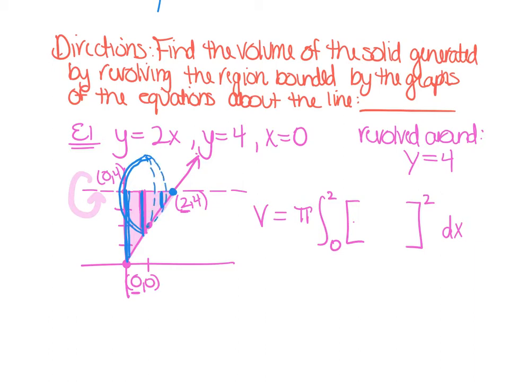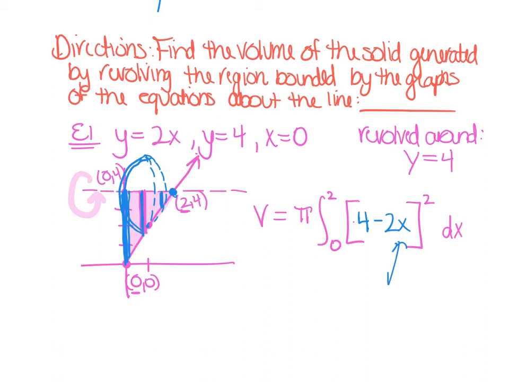Okay, so think about what is that height. And if you wrote down 4 minus that function value, you are correct. A great way to check that you have it correct is to think about the height of this rectangle here. When x is 0, it's 4. If I plug in x equals 0 over here, your radius is 4.